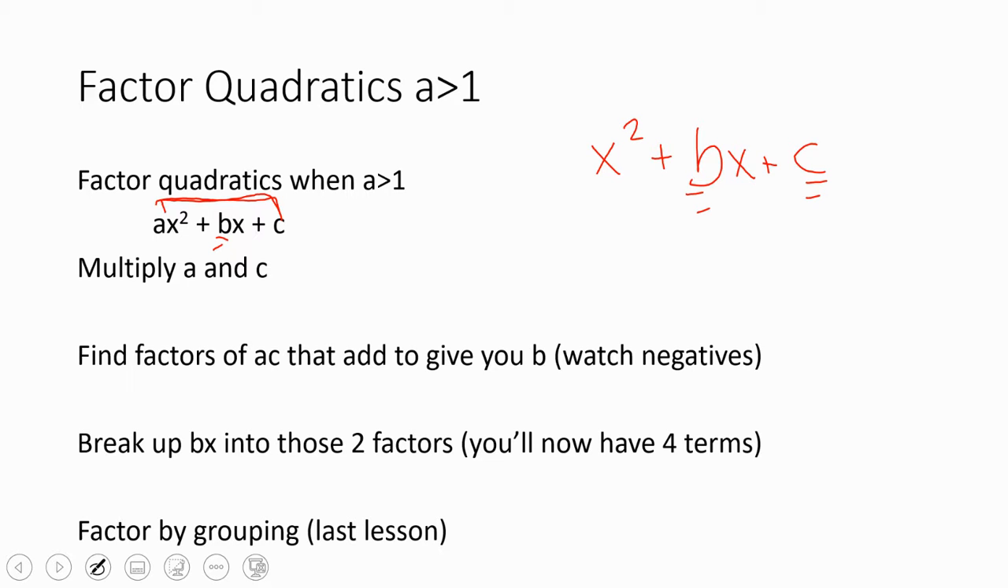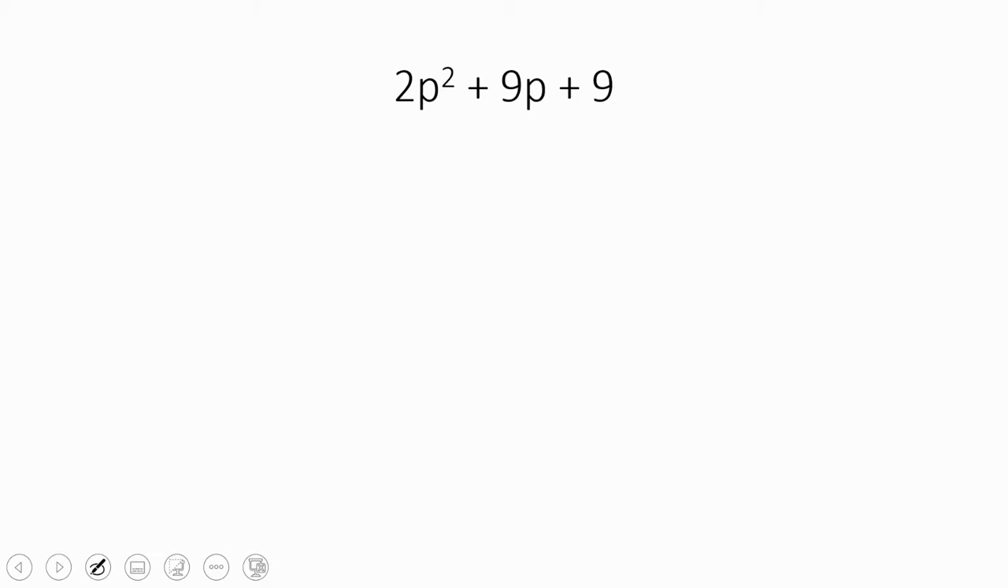Make sure, like we did before, you're watching for your negatives. That will change things. Once you do that, you're going to break up the bx term, this middle term, into 2 different factors. So then you'll have 4 terms total. From that point, it's going to look just like what we did last week, and then you'll do factor by grouping just like we did last week. Okay, so I'll show you this with some examples. We have 4 examples. So our first one is 2p squared plus 9p plus 9.